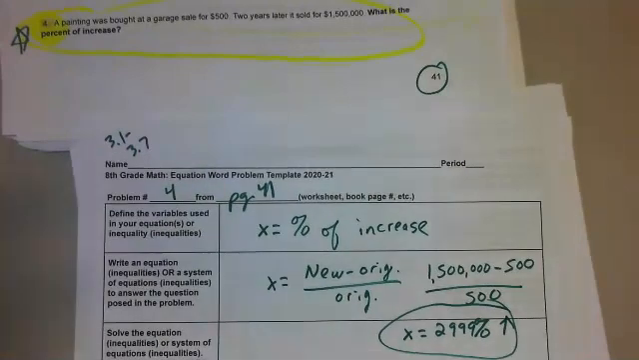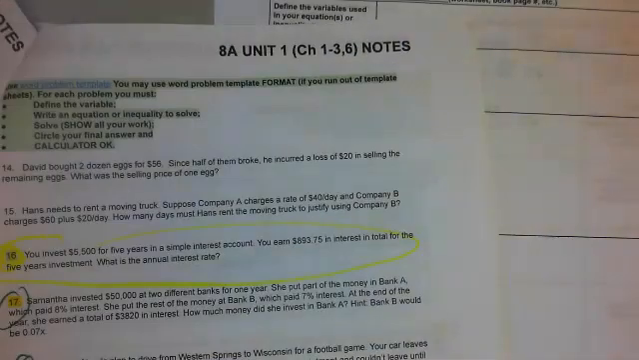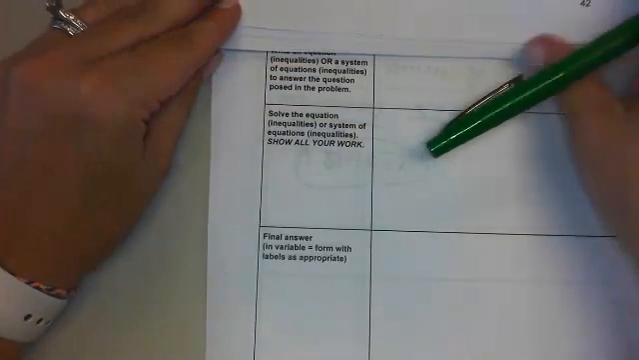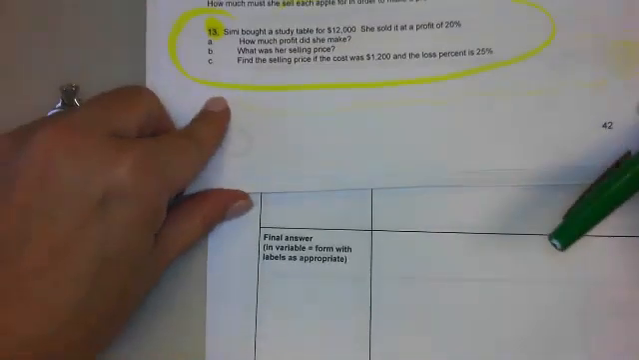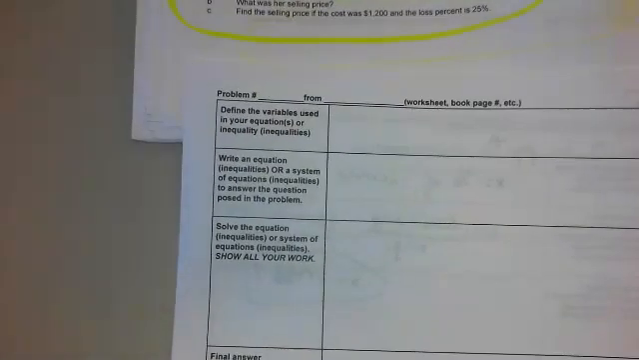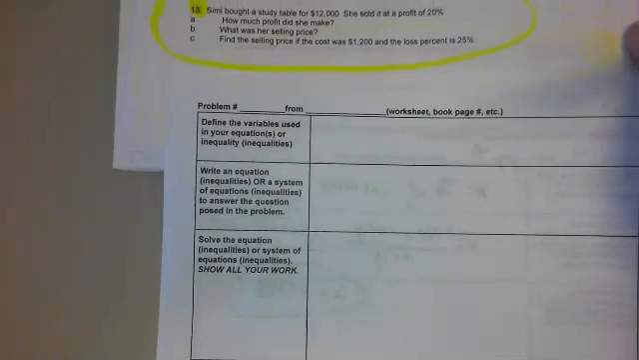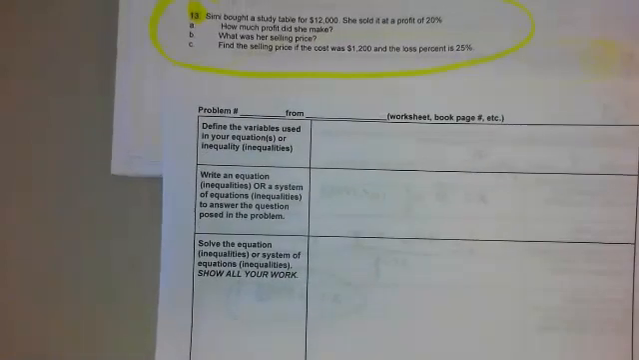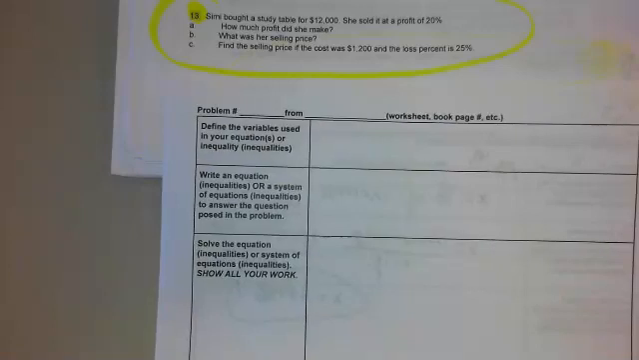Okay, let's go ahead and try another one. I'm going to turn to a new template page. Let's go to number 13 at the bottom. We're on page 32, and we are going to go to number 13. I think that one's worth doing. Simi bought a study table for $12,000. She sold it at a profit of 20%. A, how much profit did she make?